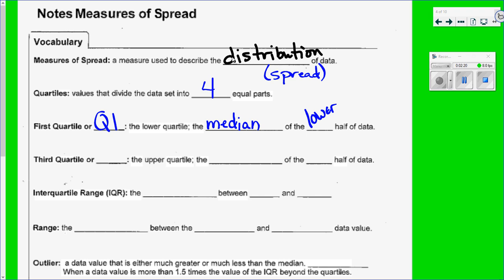So the third quartile, anybody want to guess how we represent that? Q3 is the upper quartile. For this one, again, we're finding the median, but now we're going to be looking at the upper half of the data set. So once we've divided it in half by finding the median, I find the median of the lower half for Q1. I find the median of the upper half for Q3.